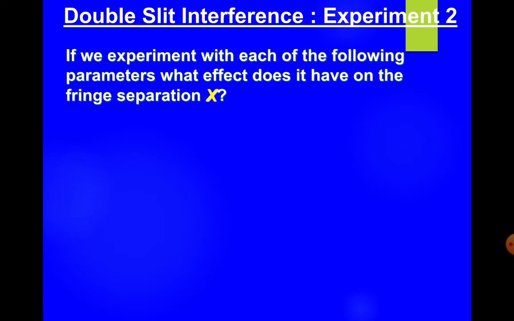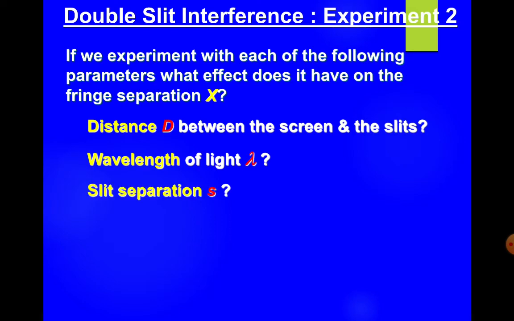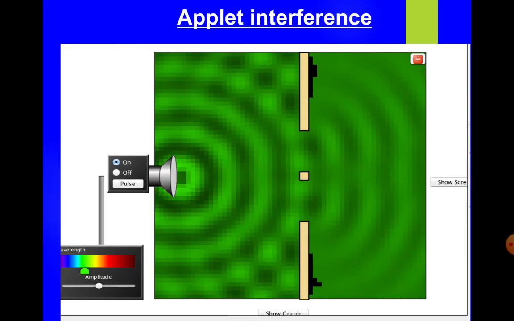So we're going to look at what the effect is when we change the fringe separation. What is the effect when we change the distance between the screen and the slits? We're going to check the wavelength of light. We're going to look at the slit separation and how they are related. Okay, I've shown this already.